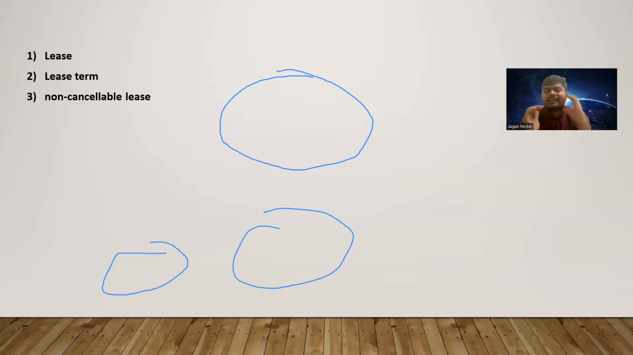And the second one is, X has given a house property to Y. Y requires another house property that is with X. So X says, please cancel the old lease agreement, and now you can enter into a new agreement with respect to these two house properties. So if he cancels the old lease and enters into the new lease, then it can be considered as a non-cancelable lease only.